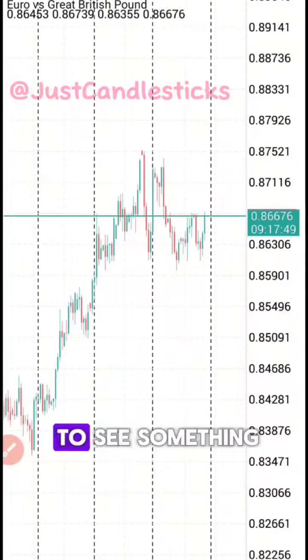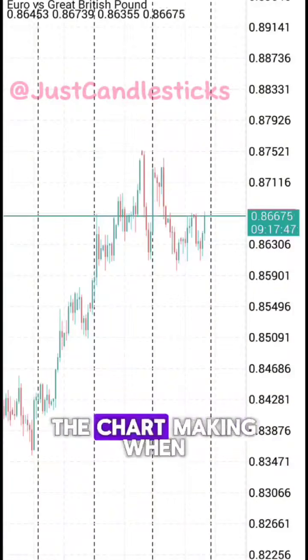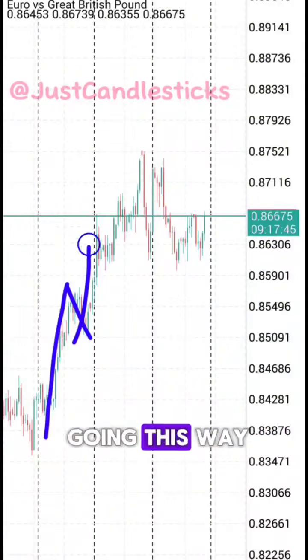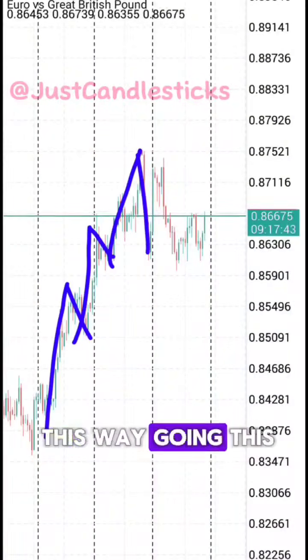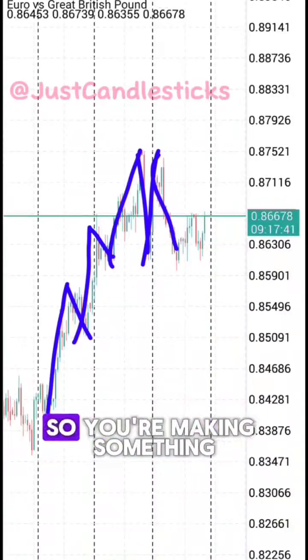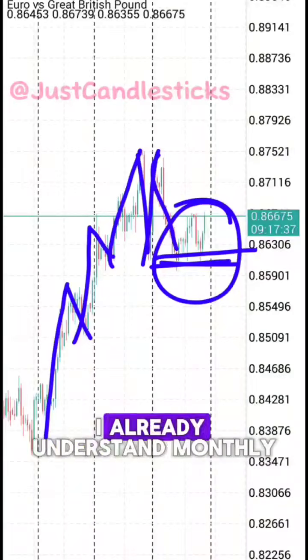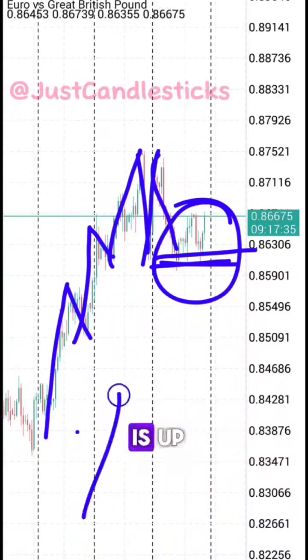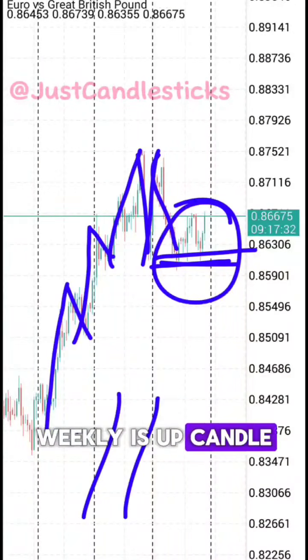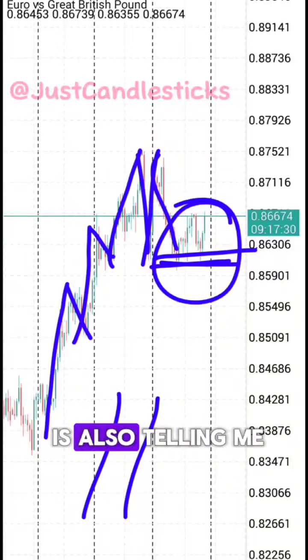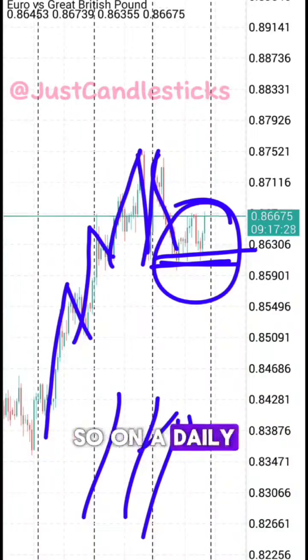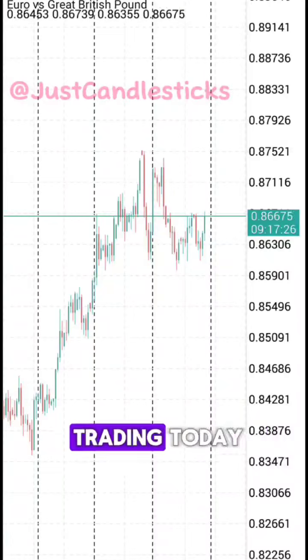Okay, so I want you to see something. So you can see the chart going this way, going this way, going this way. So you're making something like a double bottom here. So based on my candlesticks, I already understand monthly is up, weekly is up, candlestick on the weekly is also telling me to go up. So on a daily, let's see what I'm trading today.